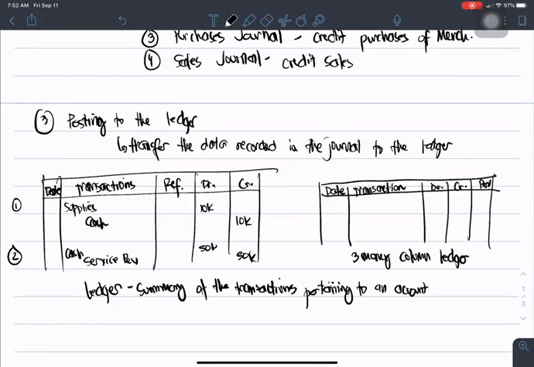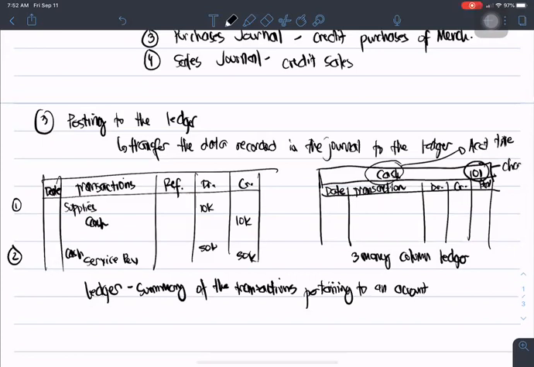So when we say posting to the ledger, we transfer the transactions pertaining to a similar account. Assuming this is the ledger of cash, it is given a chart account number of 101. So, sir, what is this cash? This is the account title. Later we will learn what an account title is. 101 is the chart account number.